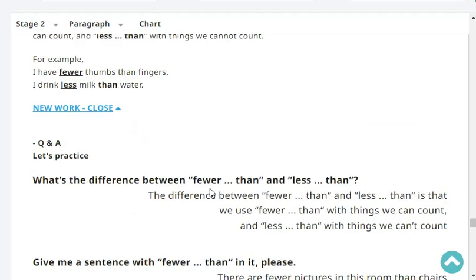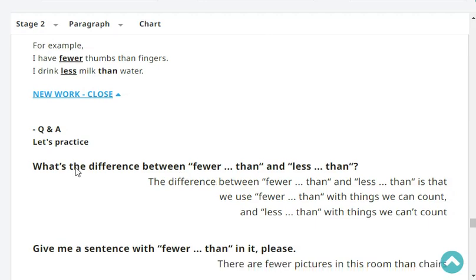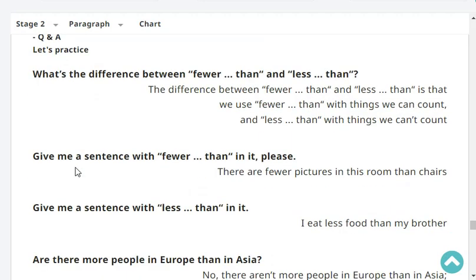For example, I have fewer thumbs than fingers. I drink less milk than water. Okay, let's practice. What's the difference between fewer than and less than? The difference between fewer than and less than is that we use fewer than with things we can count and less than with things we can't count.